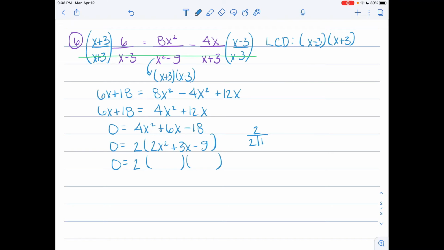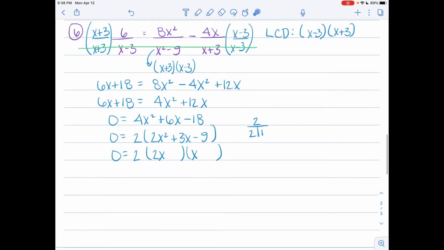So I know that in one of these parentheses I need to start with a 2x and the other one with an x, because that's the only way that I can get this 2x squared term. 2x times x is 2x squared. Now comes the guess and check part, because 9 has factors of 1 and 9, but also 3 and 3. The other thing I notice is that I have a positive sign here and a negative here. So I'm going to need some combination of positives and negatives.